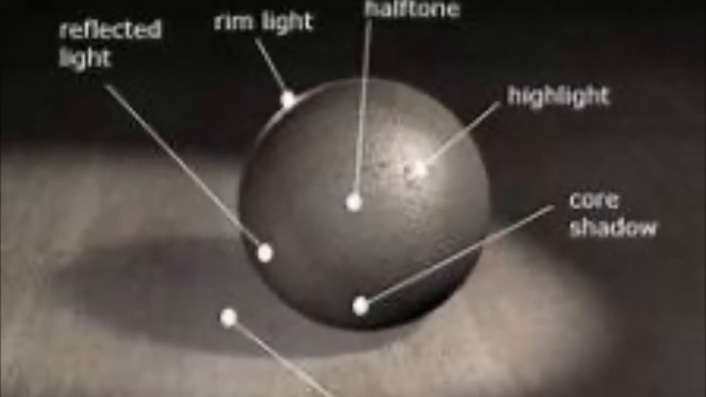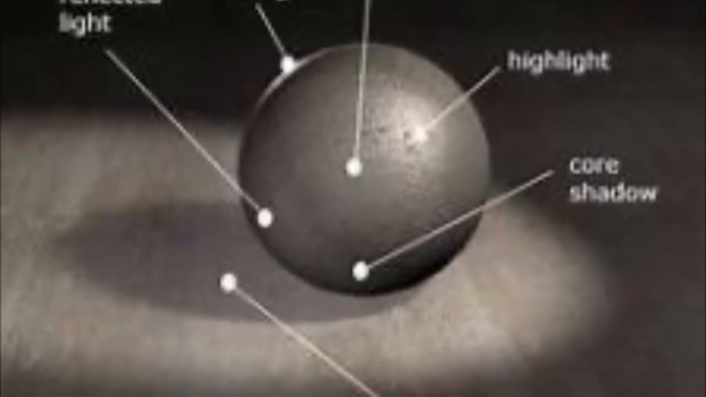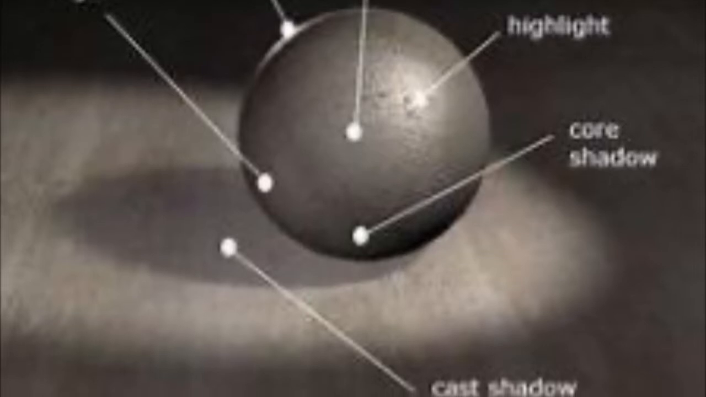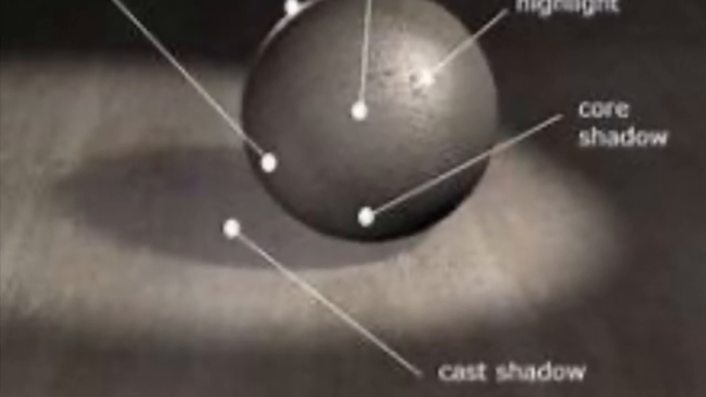Today we're going to talk about using value to create shadow. You can see that artists study the highlights and shadows on an object and also beneath an object. We're going to talk about that one beneath the object, which is called cast shadow.